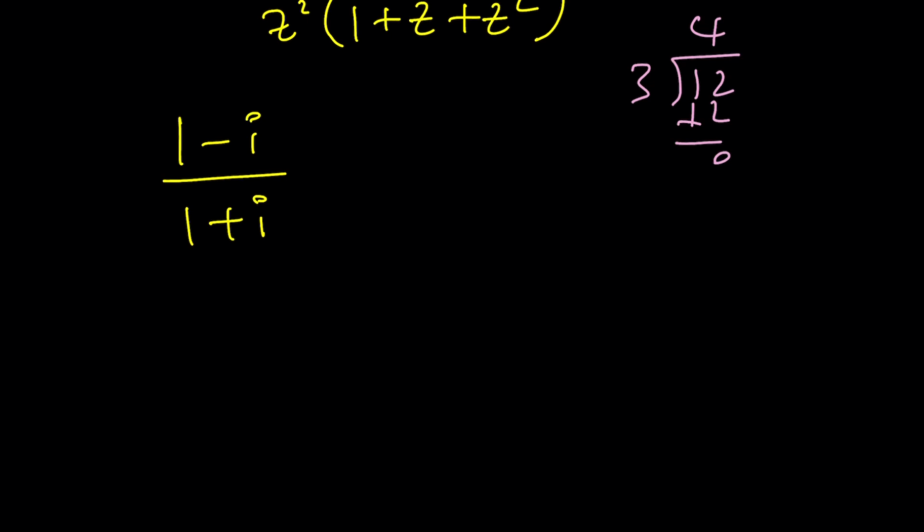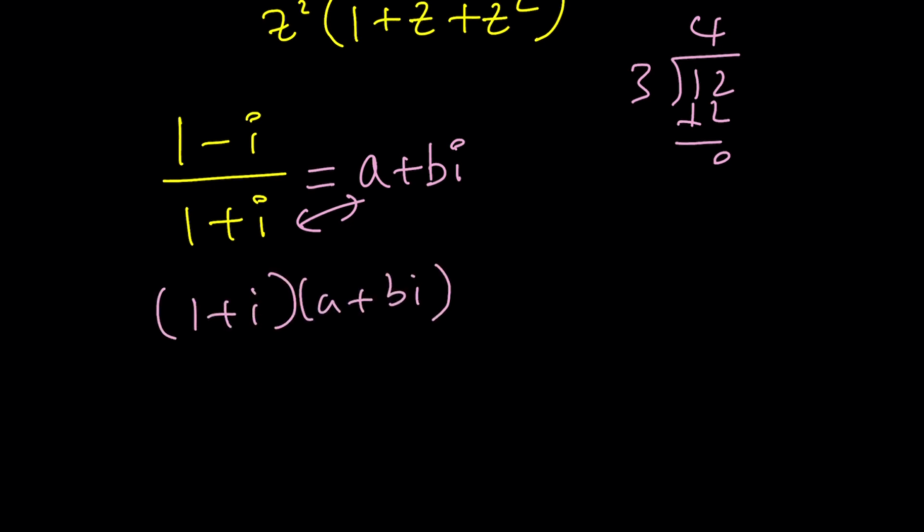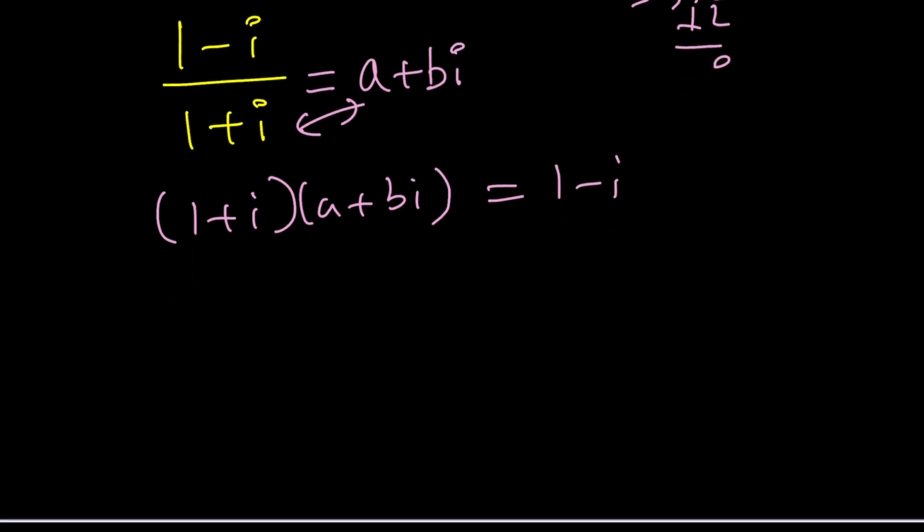Again, I'm going to show you division can be done in 2 ways. So a little bit of lecturing here. You can set it equal to a plus bi because that's an unknown complex number. By the way, it's also the name of this channel. And then cross multiply. That'll give you 1 plus i times a plus bi equals 1 minus i. And then from here, after distributing, you'll get a plus bi plus ai plus bi squared.